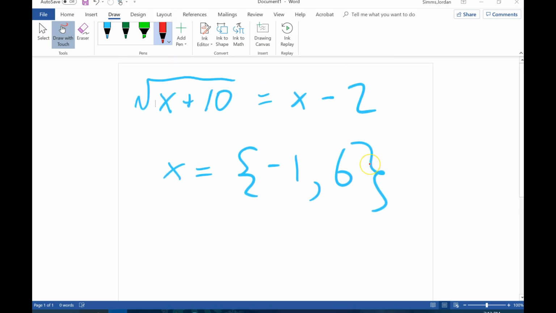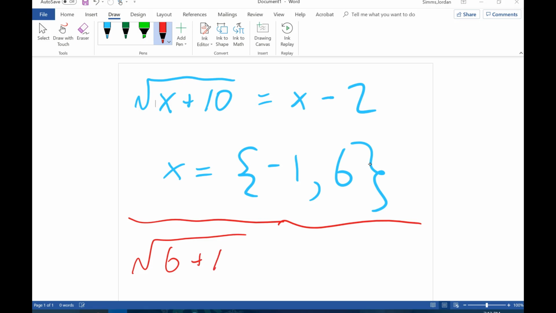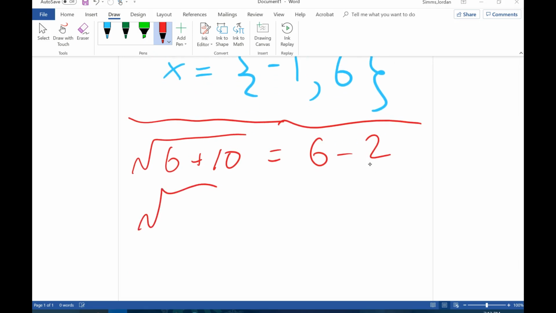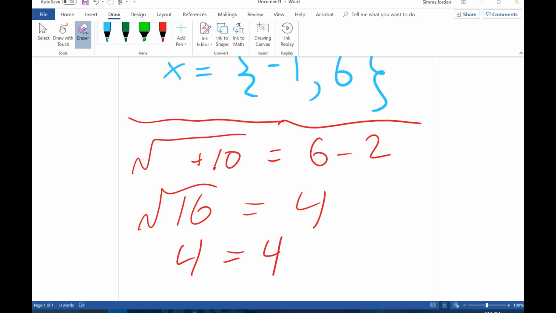All right, so first things first, we know that 6 is a solution, right? We can clearly see that by the graph and when we check it. If I was just going to check this, the square root of 6 plus 10 should equal 6 minus 2, and in fact we do get that. That's going to be root 16, which should equal 4, and in fact it does. So nobody's disputing that. That's the first one. Okay, here's where the dispute comes in.